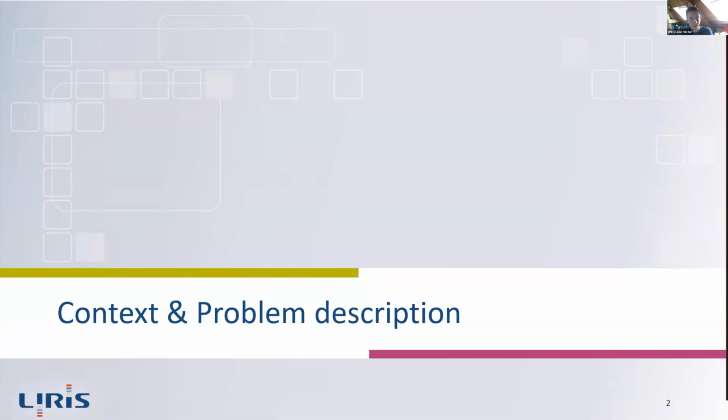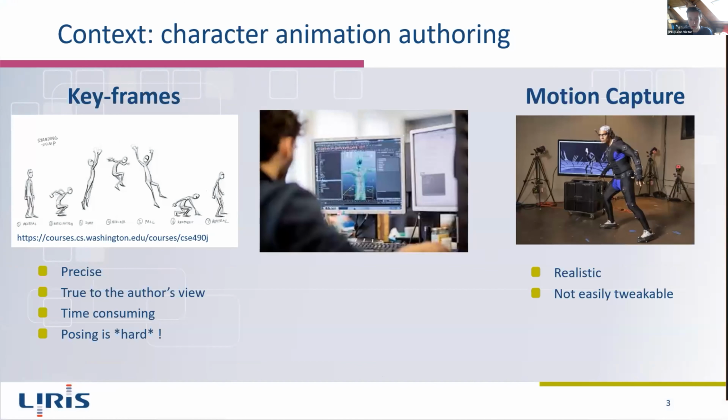So first, some context of the problem we're trying to solve. When we are editing motion for virtual characters, we can pick between two main families of approaches. If we choose to go the handmade route, the motion can be created step by step by posing the character skeleton at different timestamps. The computer is then tasked to fill in the gaps. This workflow yields precise results, which are true to the author's vision. On the other hand, the whole process is quite time-consuming.